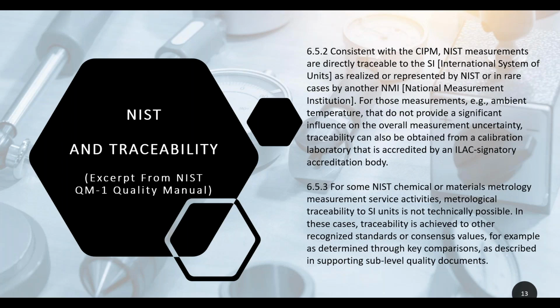So NIST measurements are directly traceable to the SI as realized and represented by NIST, or in rare cases, another national measurements institution. For those measurements like ambient temperature that do not provide a significant influence on overall measurement uncertainty, traceability can be attained from a Cal laboratory that is an accredited ILAC signatory. For some NIST chemical or material metrology measurements activities, metrological traceability to the SI is not possible. So in those cases, it's using consensus values.